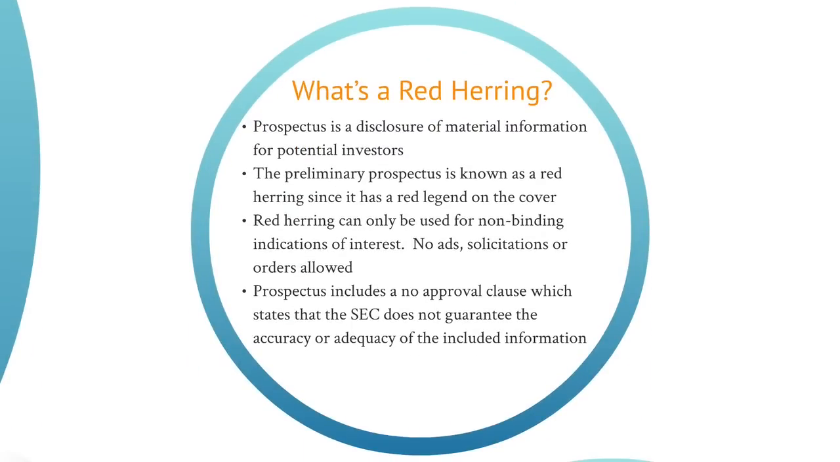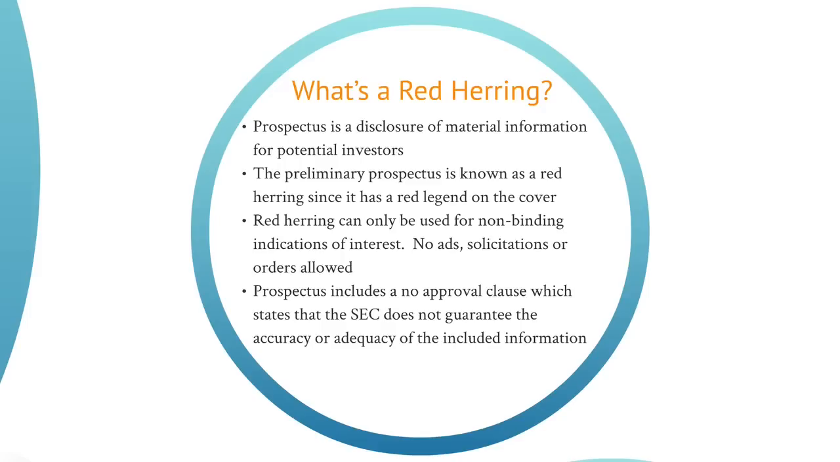A red herring is the preliminary prospectus, which is used to generate awareness of the issuance and find out if there's a lot of interest, if this is going to be a hot issuance, and who can be possible buyers of the new issuance. It's called a red herring because the prospectus form has a red band along the side of it. This is not used for any kind of orders. It's just to find out who's interested in it.